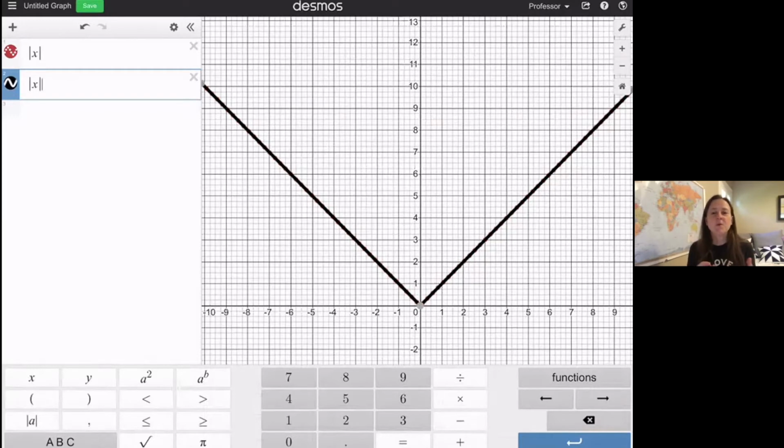So now I want to move the addition and subtraction inside the function, inside the absolute value bars. All right, so let's see, we started off with adding. Let's add a number. Let's add +2.